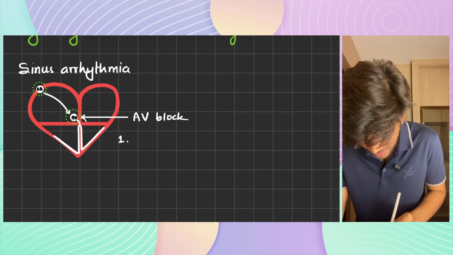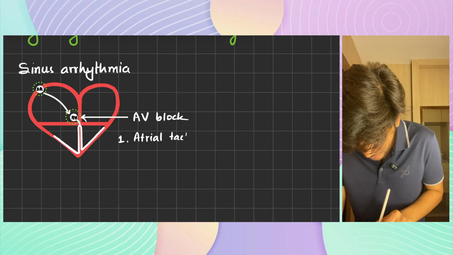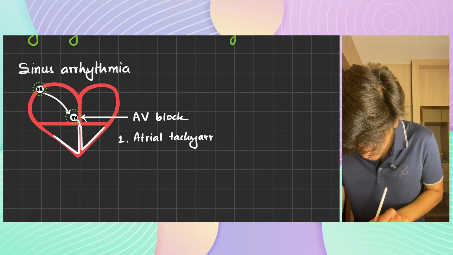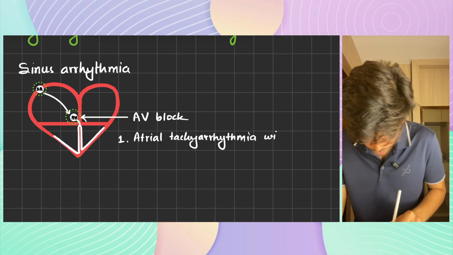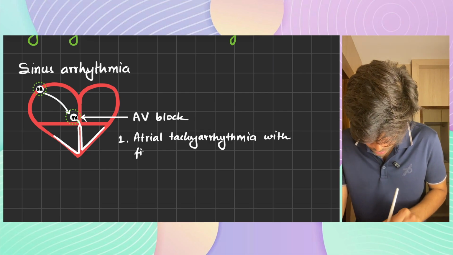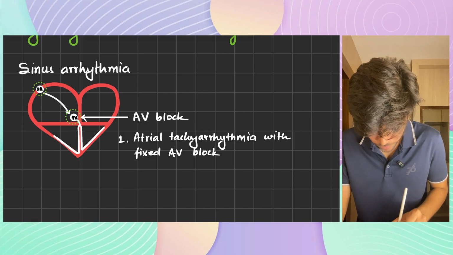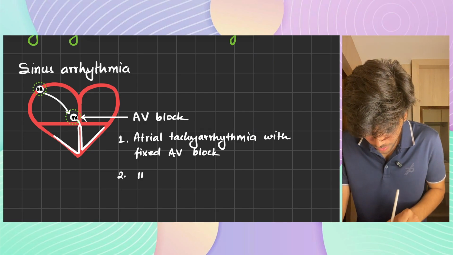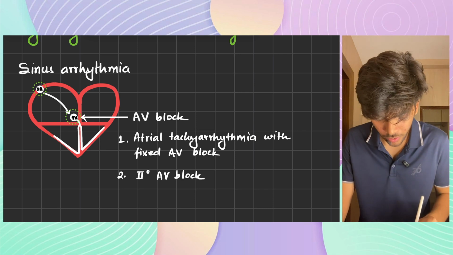Number one, atrial tachyarrhythmia with fixed AV block, and number two, second degree AV block cause regularly irregular rhythm.